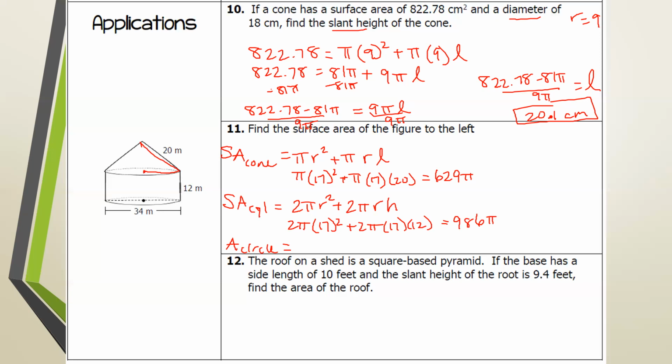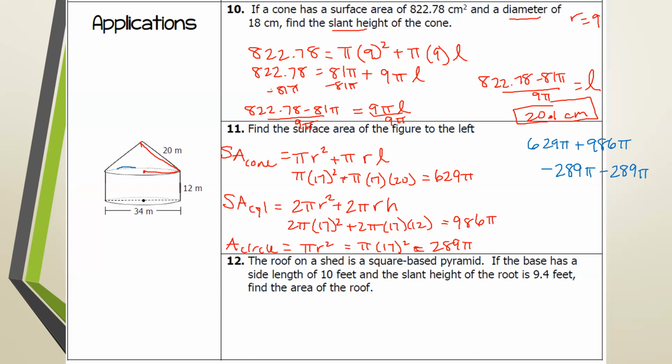Okay. And now let's find the area of the circle. Well, circle is just pi r squared. So that becomes pi times 17 squared. So the area of that circle in terms of pi is 289 pi. So the total surface area here is going to be to take the surface area of your cone plus the surface area of your cylinder, and then subtract your circle, because the bottom of the cone wasn't actually a surface, and the circle again because the top of the cylinder wasn't a surface.